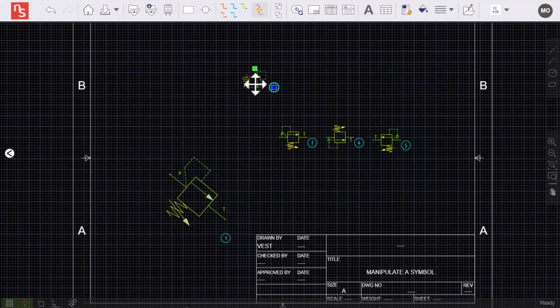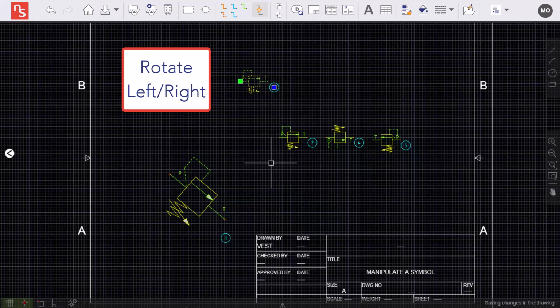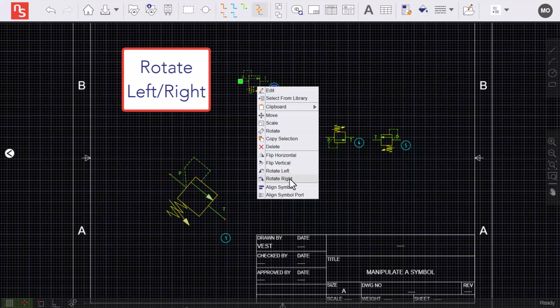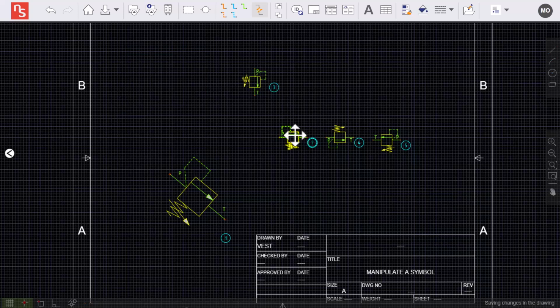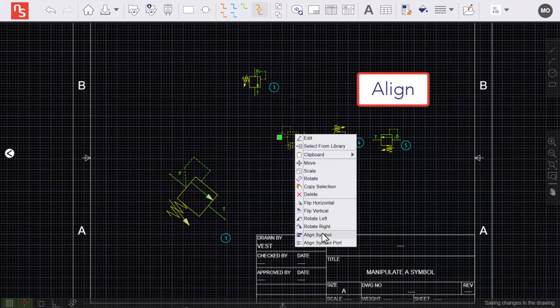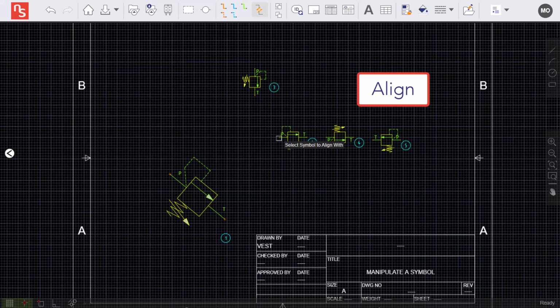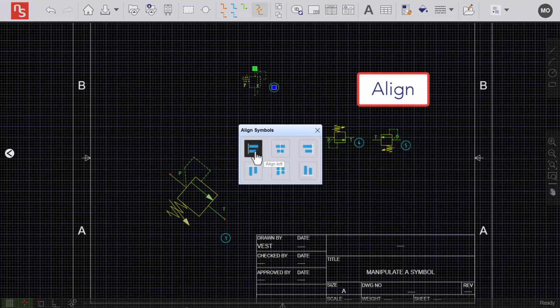Rotate left and right rotates the symbol 90 degrees in either direction. And the align commands align the symbol with other symbols or with other symbol ports.